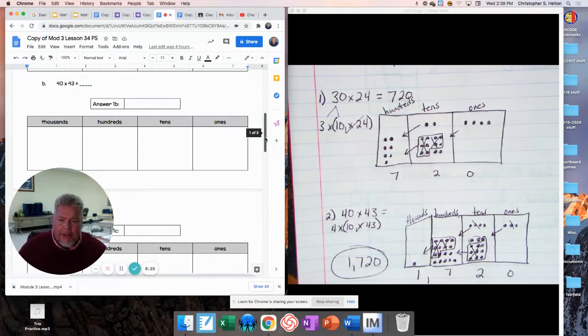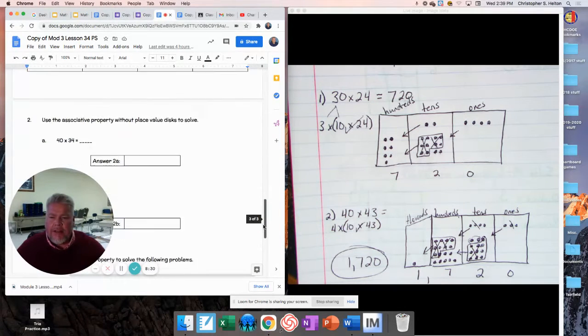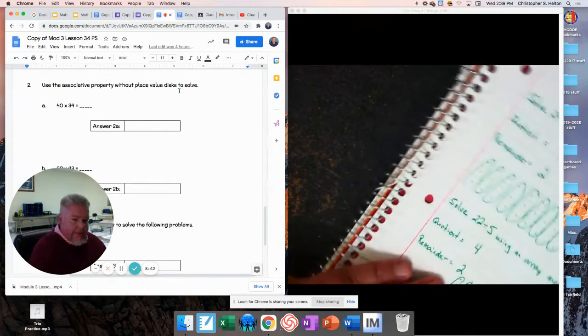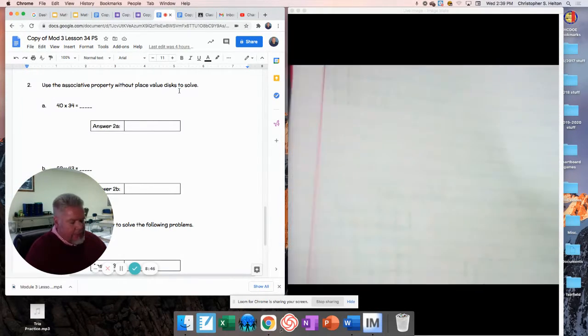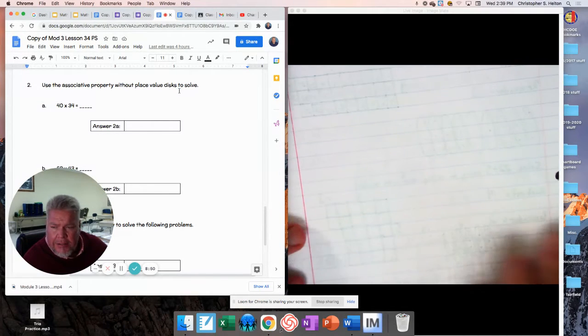All right, let's look at these kind of problems you'll have on your homework. So as I scroll on down here, I see the next part of your homework is going to say something like this. Use the associative property without place value disks to solve. Okay, well, let's do a problem like that. So this time we don't have to draw the place value. Well, I need a new sheet of paper here. There we go. And so without the place value chart, let's do this one.